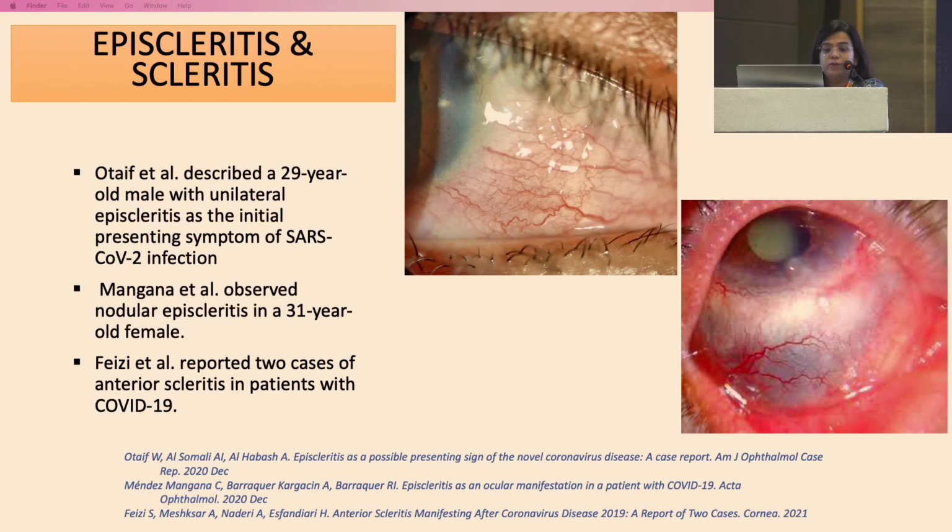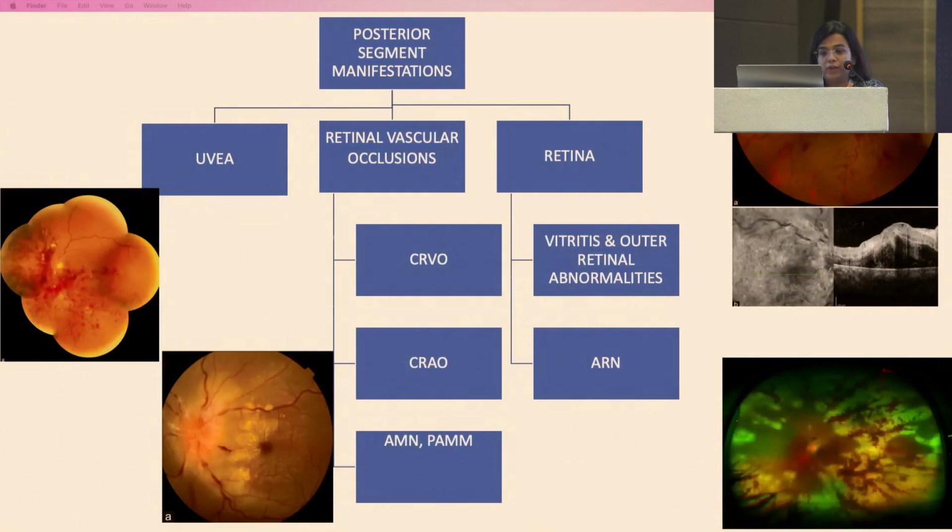Then the second presentation can be in the form of episcleritis and scleritis. There are 3 case reports. Otef et al. reported a 29-year-old male with unilateral episcleritis as an initial presenting symptom of COVID-19. Then there was another one in which a 31-year-old presented with a nodular episcleritis. And there were 2 case reports by Fez et al. reporting anterior scleritis in patients with COVID-19. It was a delayed sequelae.